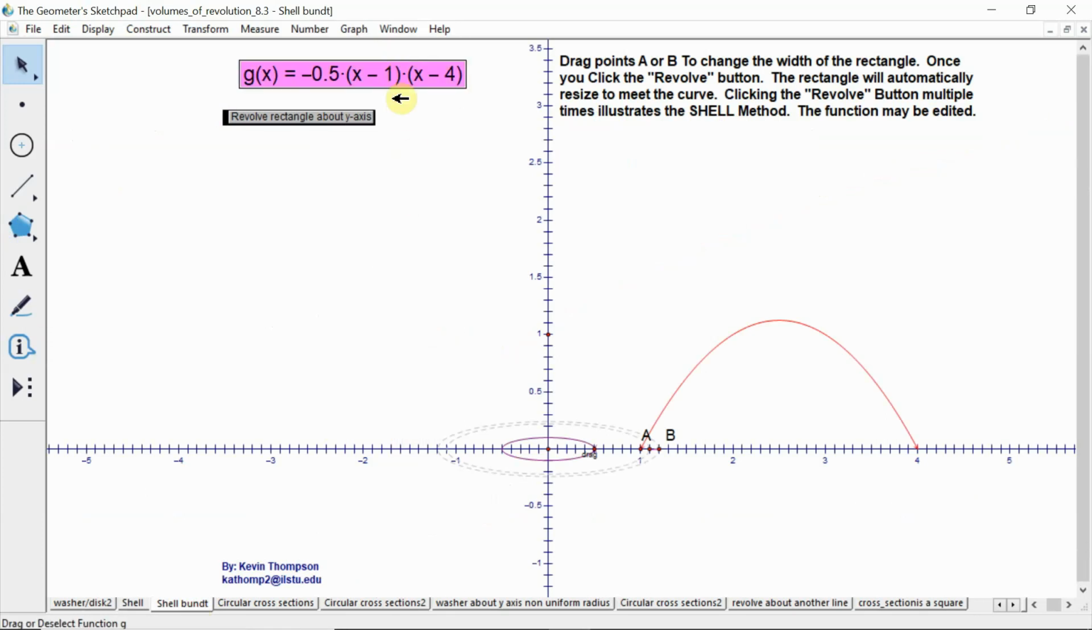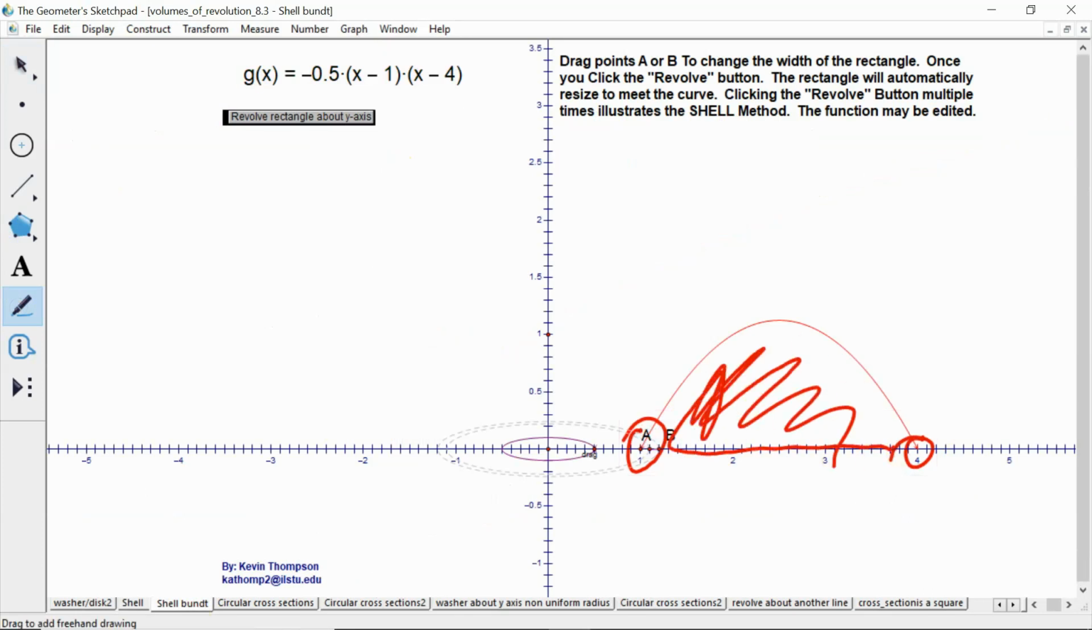Here's our function, g of x, -1/2 times x minus 1 times x minus 4. I wrote it that way to make this really simple, to know that the x value here is 1 and the x value here is 4. Okay. I want this region that's sitting above the axis here revolved about the y-axis. Okay.